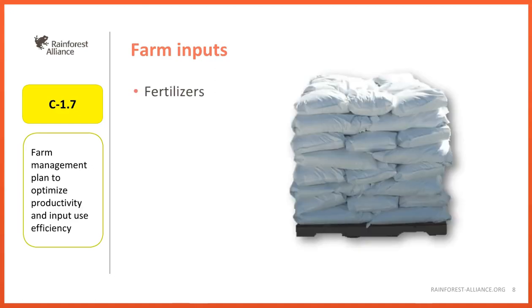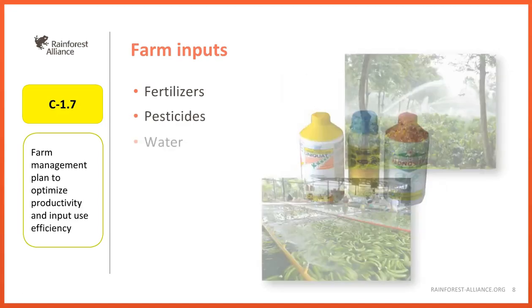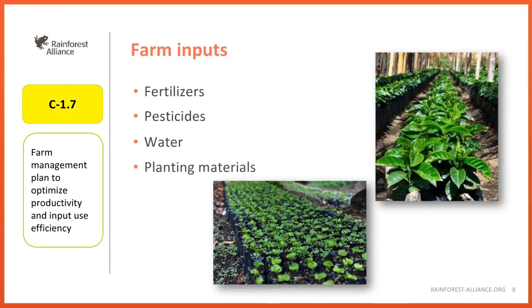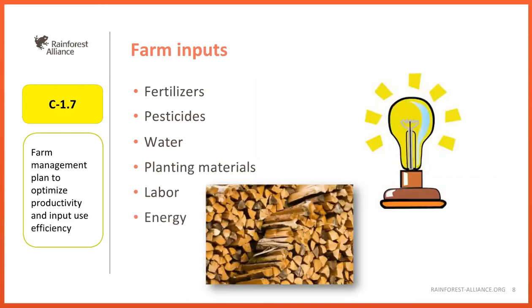Fertilizers, including compost, organic fertilizers, and chemical fertilizers. Pesticides to control pests and diseases. Water, you may be using water for irrigation or for processing. Planting materials, such as seeds and plantlets. Labor, including your own labor, that of your family or hired workers. And energy, such as electricity and firewood.